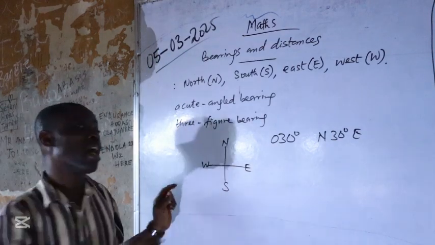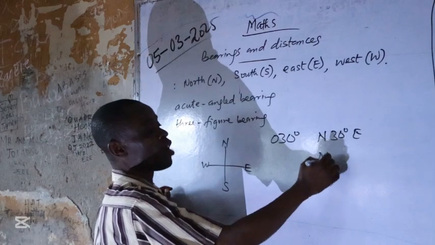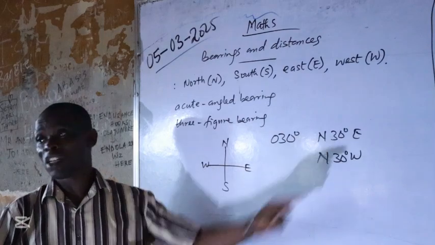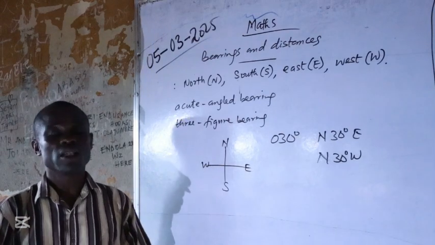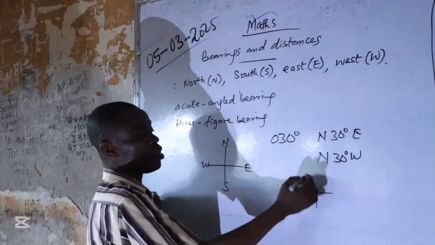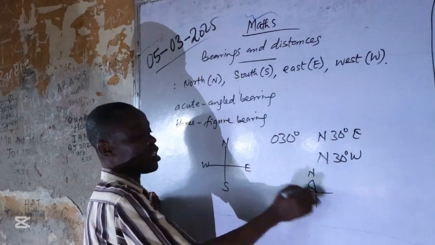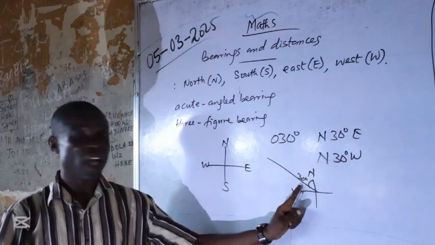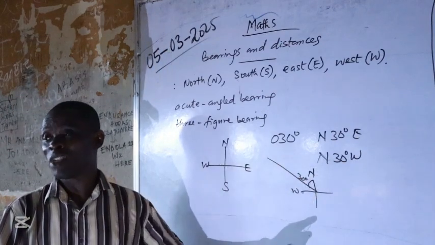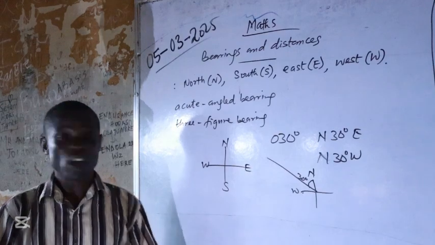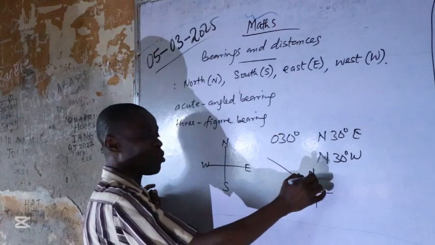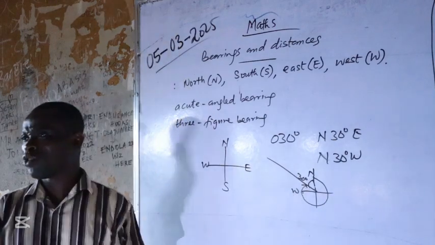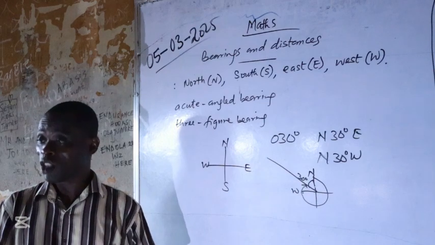So it means that if you have north 30 degree west, it is different from north 30 degree south. If it is north 30 degree west, it's going to be like this. North, you are moving towards west. This is 30. We now put 30 degree here. It means that this north 30 degree west, in three figures bearing, is going to be 330 degree. Because if you want to move in three figures, you start moving 90, 180, 270, plus 60. That will give you 330 degree in three figures.